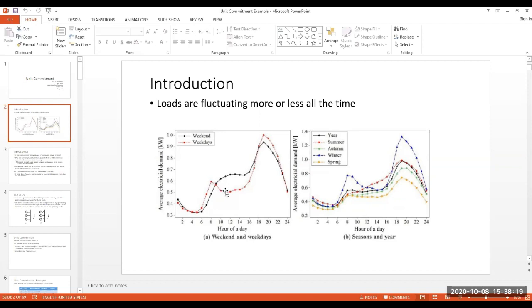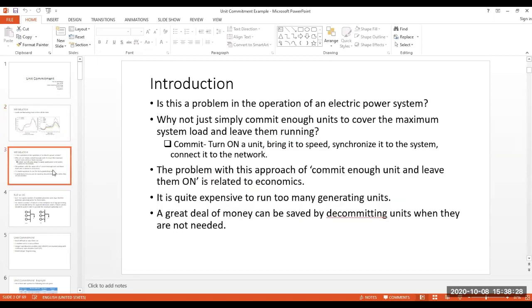So that means I have to play with the generations. I can't remain satisfied with only one ELD solution at a certain instant of a day. I have to look beyond that. So the unit commitment actually helps us to look beyond that point. This is number 1 point.